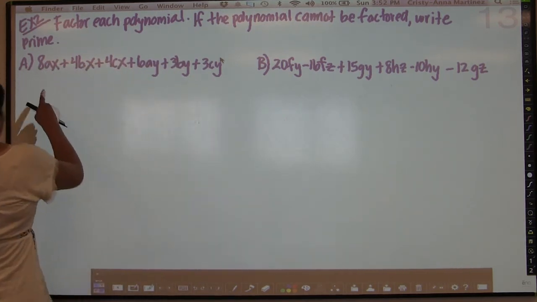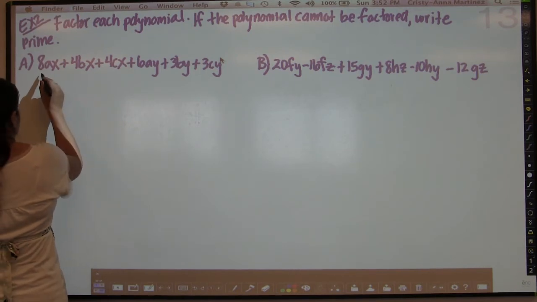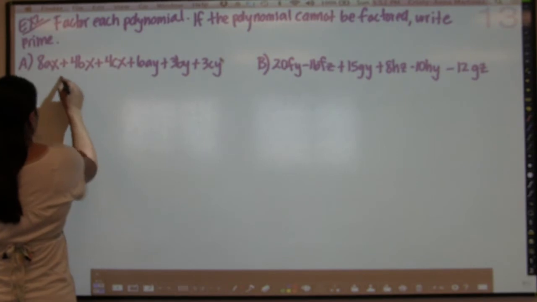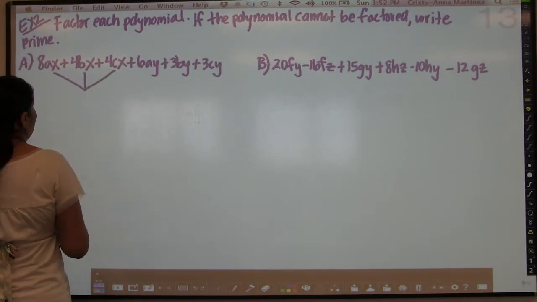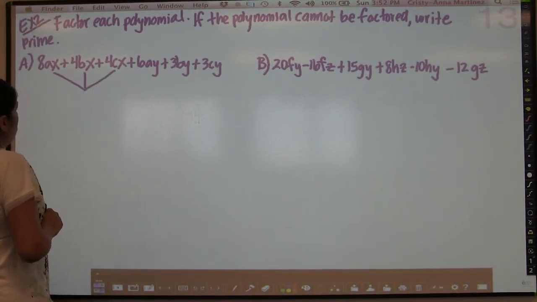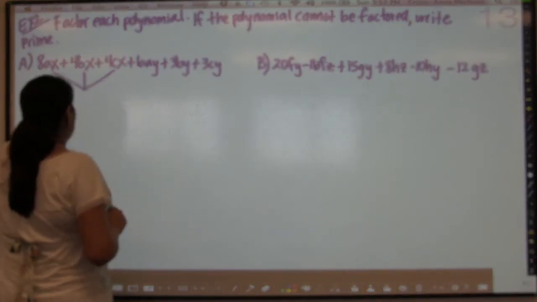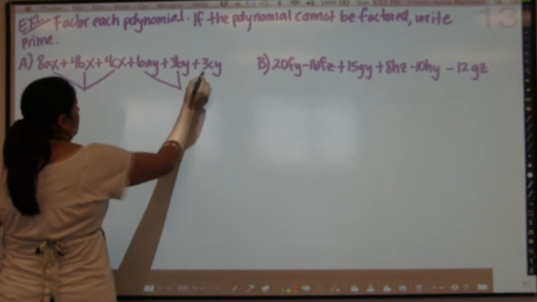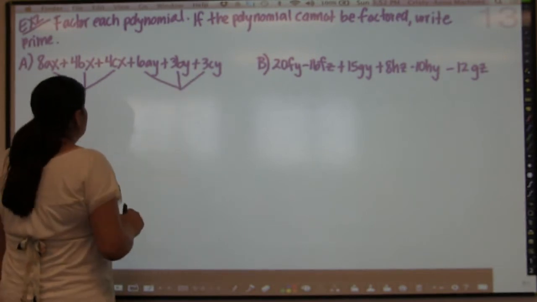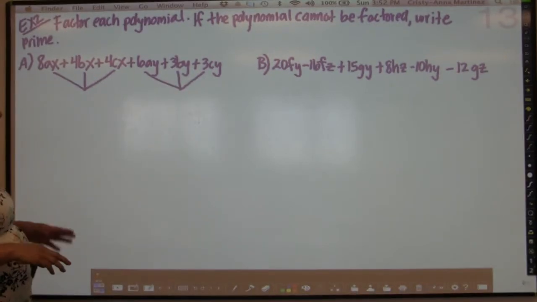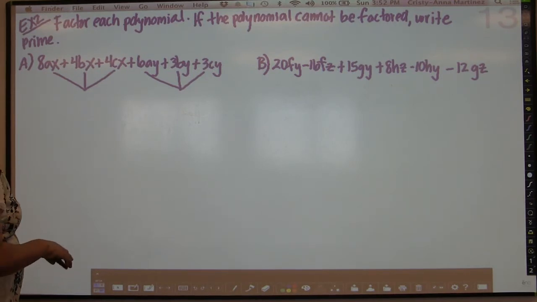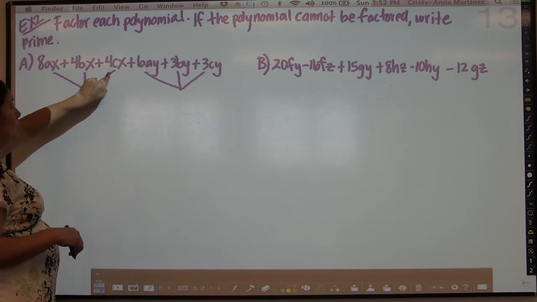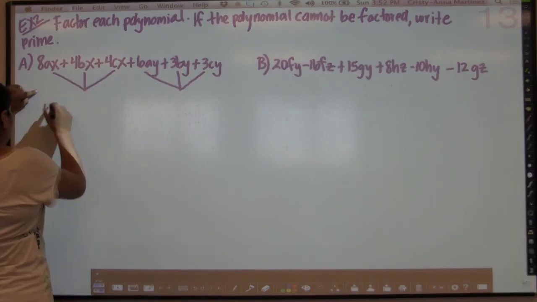And as I look at the first 3 terms, they all seem to have an x in them. They all have a, b, and c, but they also all have x. And the next 3 terms all have a y in them. So I'm looking for the greatest common factor between the 3 terms that I grouped together. So 8, 4, and 4. That means that I can pull out a 4. The greatest common factor will be a 4.